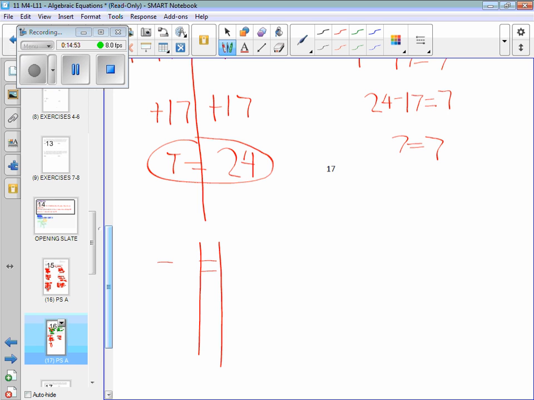How many songs so far has he downloaded? 17. That'll work. S minus 7 equals 17. Add 7 to both sides. Cancel, cancel. S equals 24. Okay.